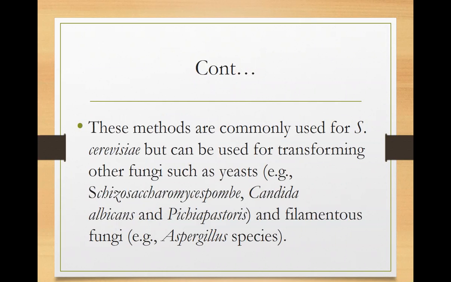Whatever methods are mentioned for yeast cells are commonly used for Saccharomyces cerevisiae, but they can also be used for transforming other yeast species like Schizosaccharomyces pombe, or other fungi like Candida albicans, and also Pichia pastoris. So these are the different yeast and fungal species for which the mentioned transformation methods can be used, and it also includes other filamentous fungi like Aspergillus species. So these are the transformation methods used for eukaryotic cells, or specifically yeast cells.